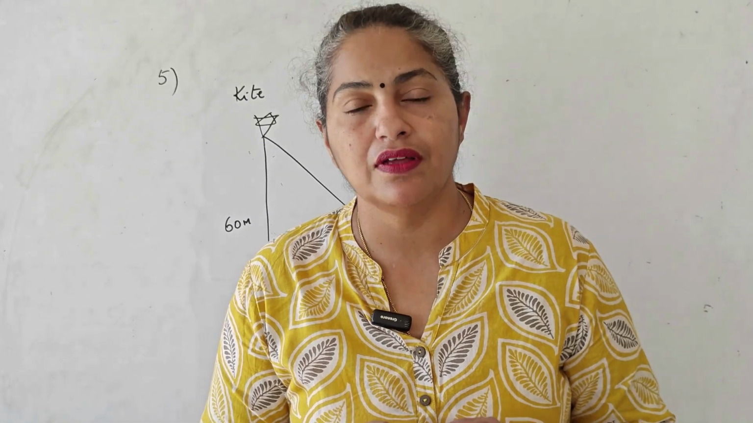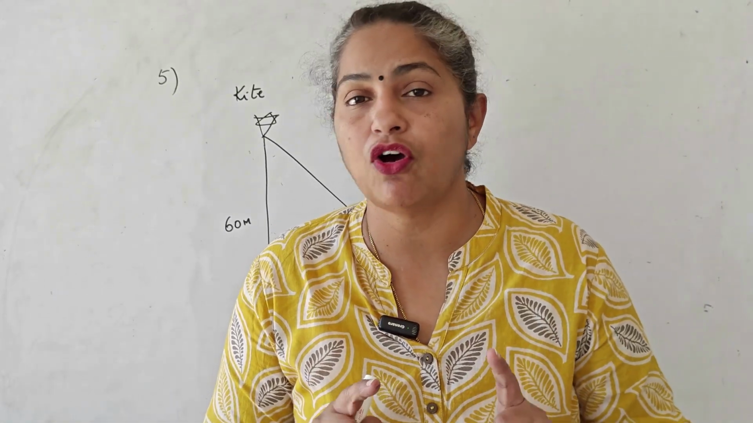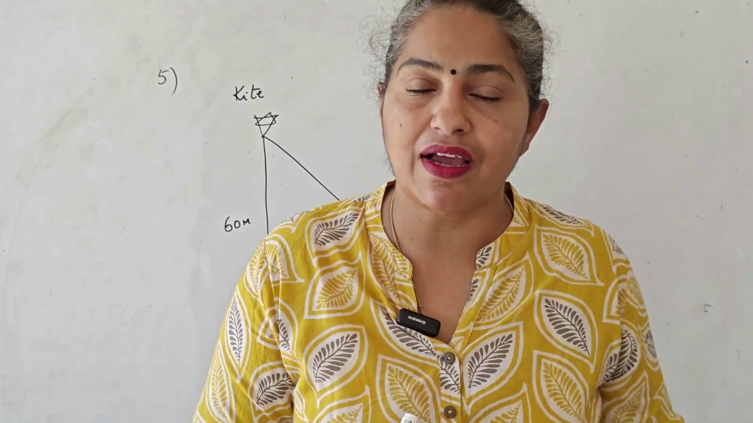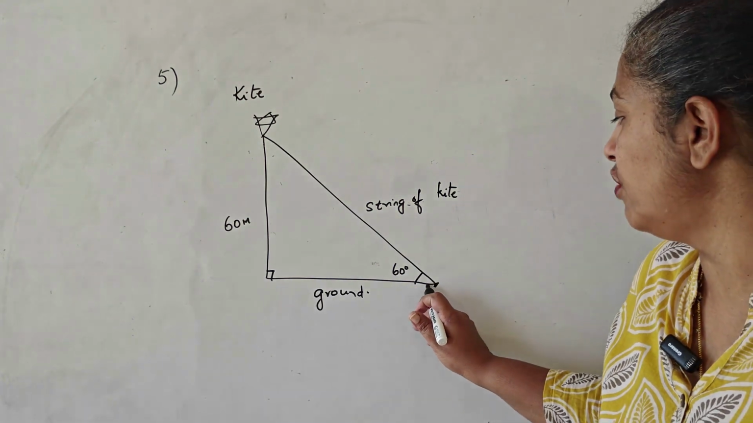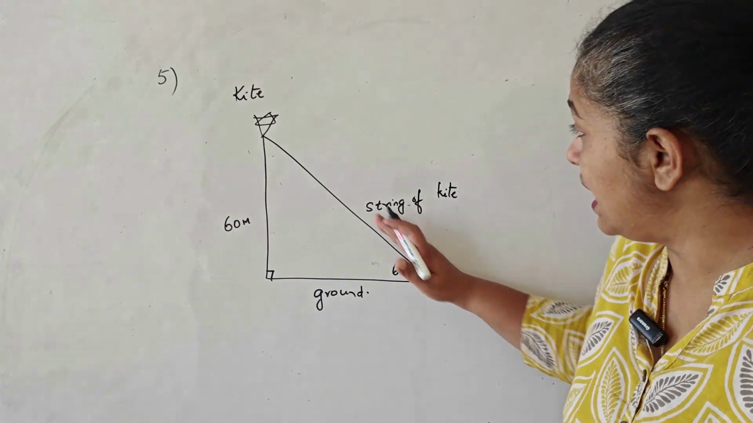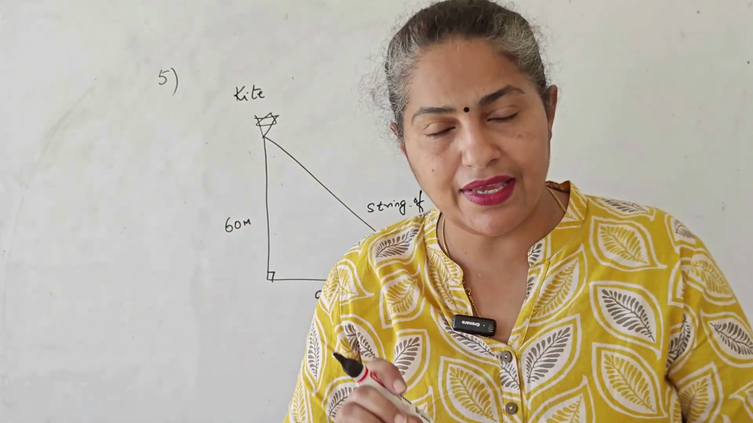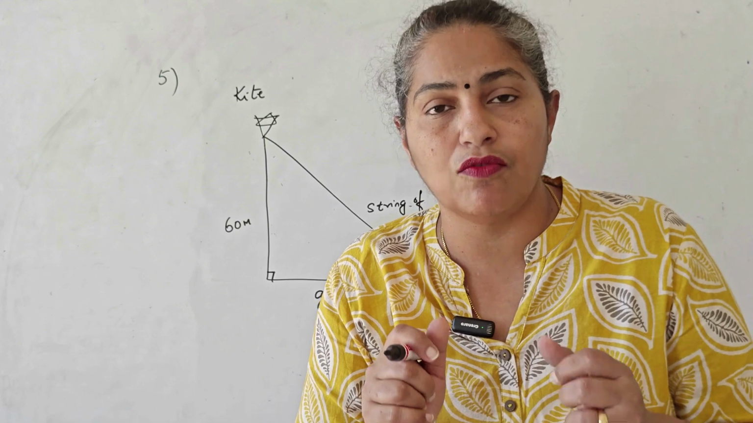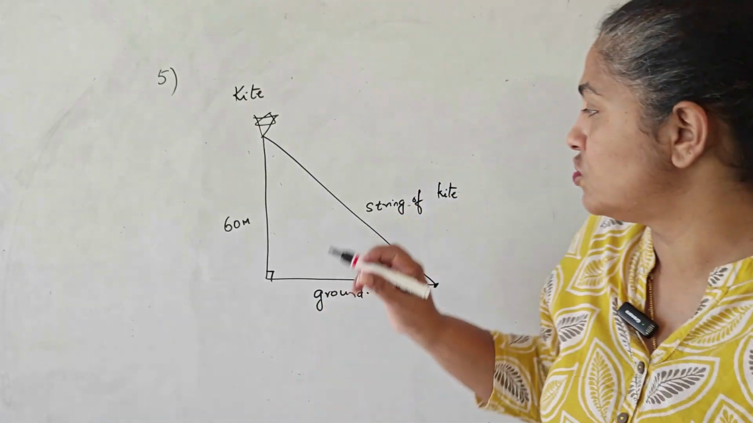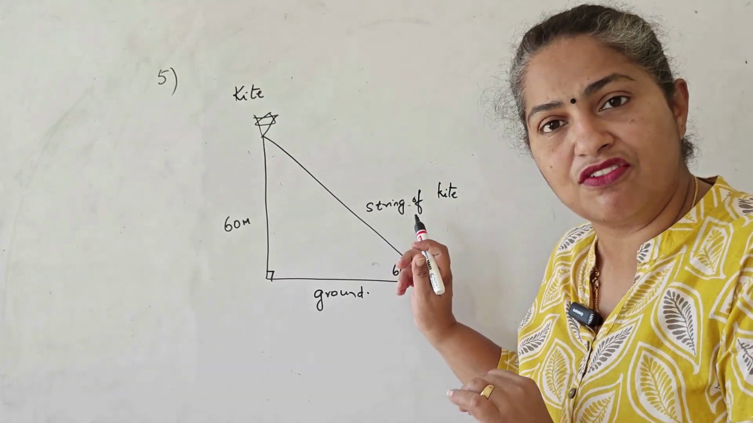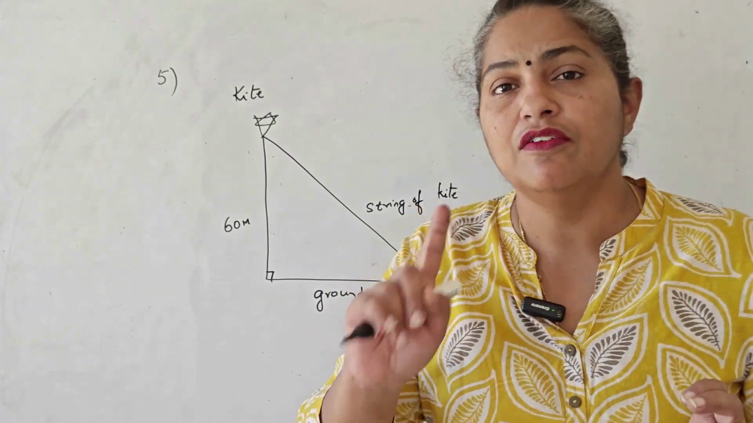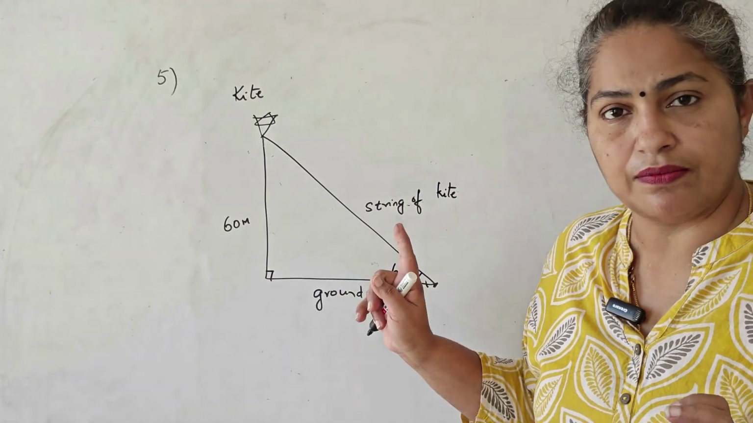In the fifth question, there is a kite flying at a height of 60 meters above the ground. The string of the kite is tied to a point at an angle of 60 degrees with the ground. We need to find the length of the string, taking it that there is no slack in the string. What do you mean by slack in the string? It is not loose; it is completely tight, so that there is no bend or anything in the string. It is a complete straight line. That is what you mean by no slack in the string.